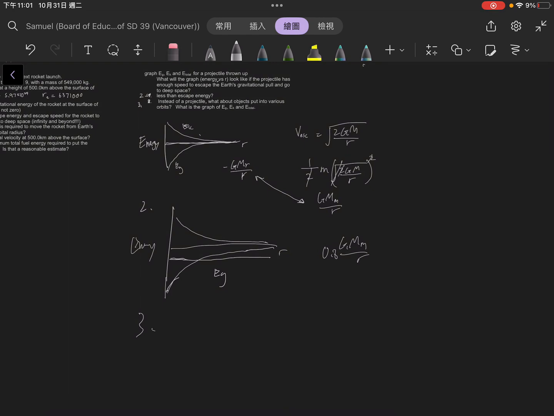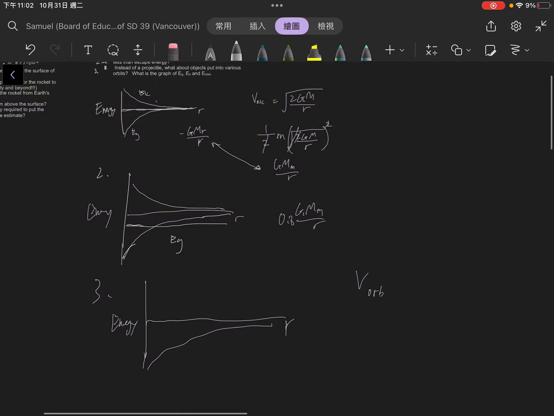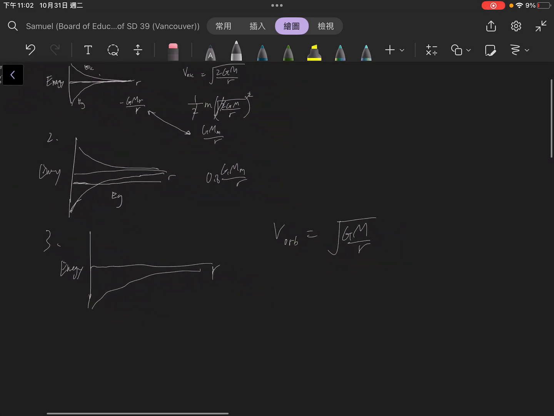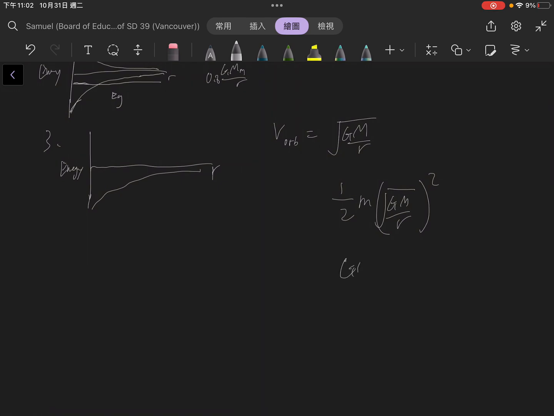Okay. Last question. Inside of a projectile, what about objects put into various orbits? Let's draw the graph again. We'll draw the potential energy because it's always the same. What about kinetic energy in different orbits of radius R? From the data booklet, we know the velocity needed for an object to orbit at a certain radius is the square root of GM divided by R. We take the same method: use 1/2 m v squared to get the kinetic energy, and it will simplify to GMm divided by 2R.